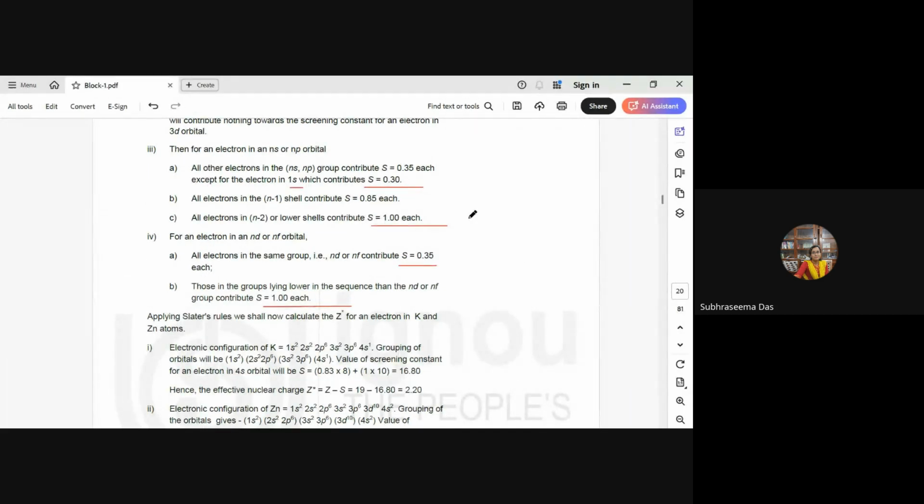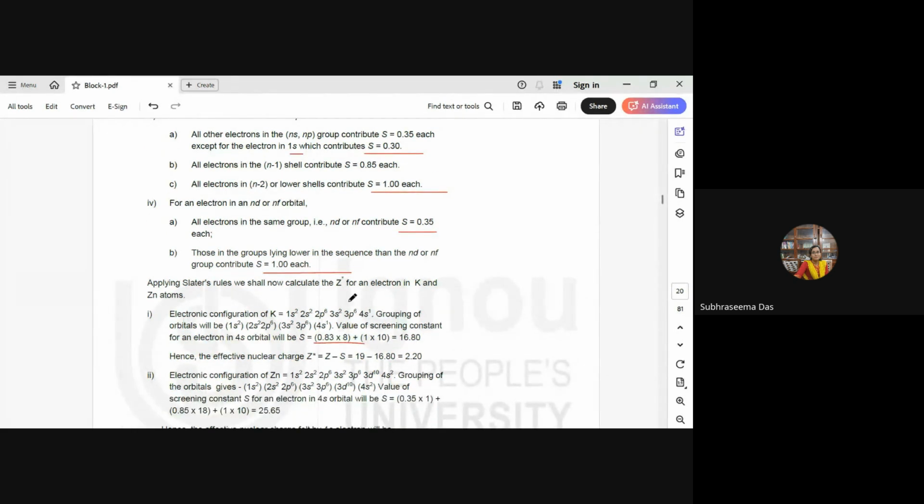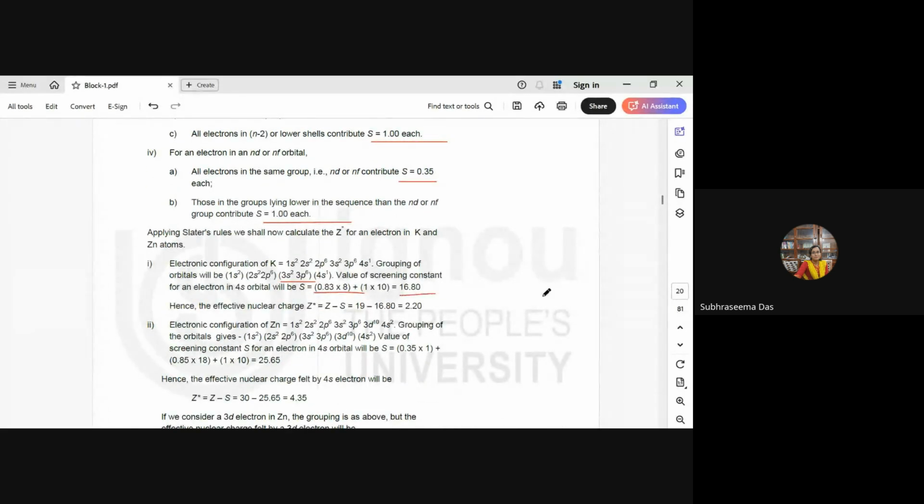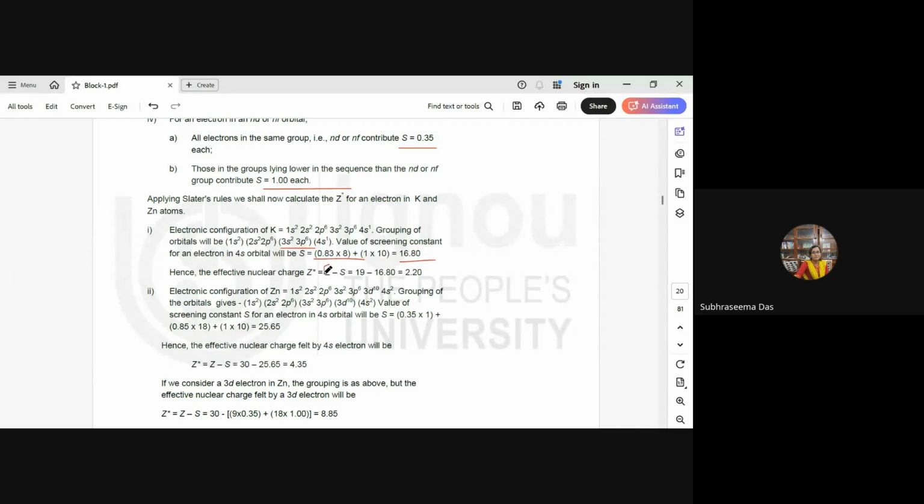Here we will start with the contribution: it is 0.85 into 8. We will consider the ns and np electrons, so here 6 ns and np is 6 plus 2, which is 8. Below that, we will consider 1 into 10. So we get 16.8. Then here Z is 19 for potassium, so 19 minus 16.8.